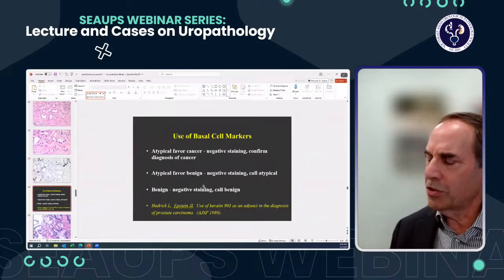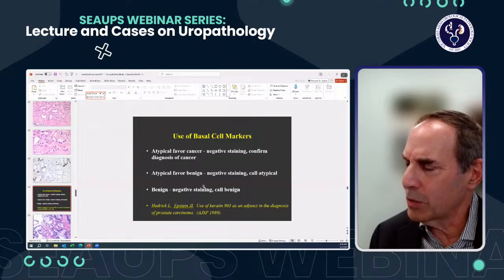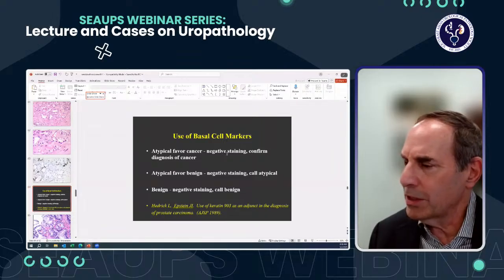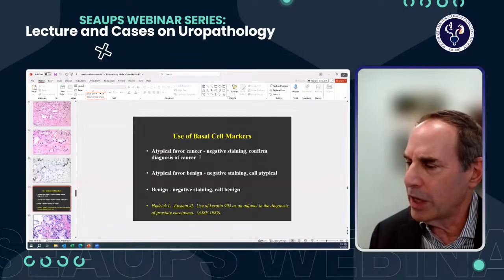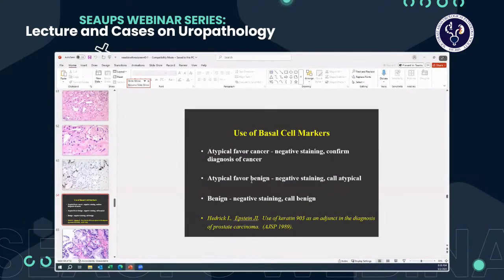So let's turn our attention a little bit to basal cell markers. How do I use them? If I see something that's atypical, I'm favoring cancer, and the stains are negative for basal cells, that gives me one additional feature that's confirmatory, and I can diagnose cancer. But let's say something was atypical and I favored it was benign. Even if the staining is negative, I won't go all the way to cancer.